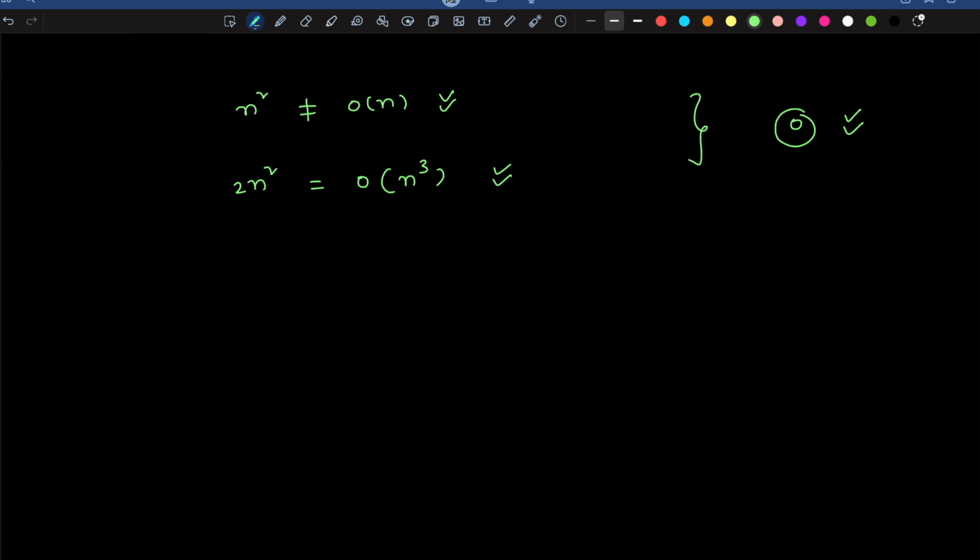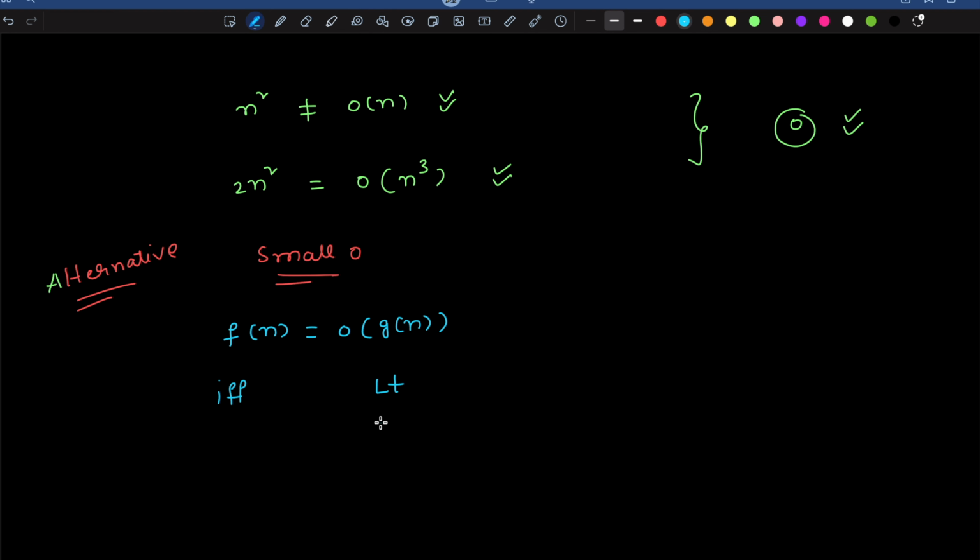Now let me give you an alternative definition. There is one more definition of small o. Let me define what the small o is, right? We can say f of n is equal to small o of g of n if and only if limit n tends to infinity, f of n by g of n is equal to 0.